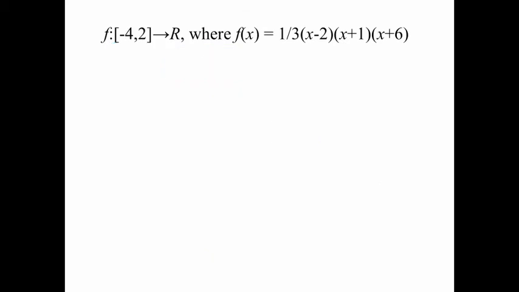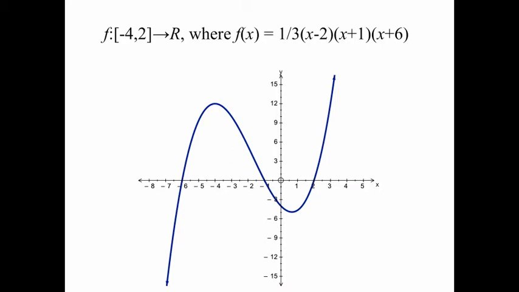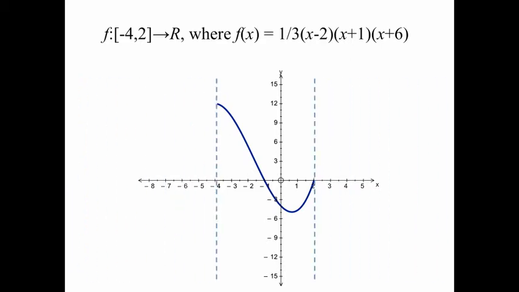So once again, I'm going to sketch the graph of f of x is equal to 1/3 times x minus 2 multiplied by x plus 1 times x plus 6. But in this case, I'm going to restrict the domain to between x equals negative 4 and x equals 2. So let's go through and plot the axis once again, and we'll plot the original graph. But this time, like I said, I'm going to restrict the domain between negative 4 and x equals 2. So let's go through and do that. Get rid of everything lower than negative 4 and everything above x equals 2.